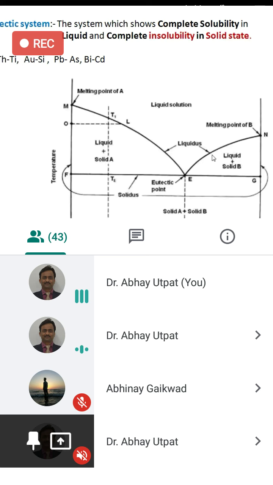See, my cursor is now here where liquid plus solid B is written. And now I will again take the cursor to the left hand side. Here, liquid plus solid A is written. Means in that reaction, liquid plus S1, A means S1. And here, liquid plus S2. Solid B is S2.